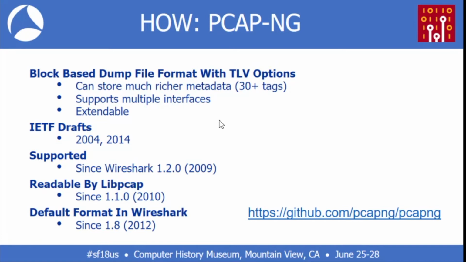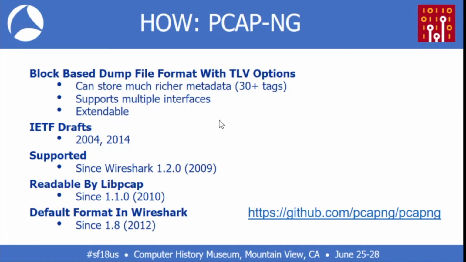You can always convert PCAP-NG to PCAP. You can down convert it. Converting up you can't do because you don't have that information. And then finally, the nail in the coffin, if you like, it's the default format in Wireshark since 1.8 back in 2012 for saving. So if you're doing your captures using dumpcap or tshark or Wireshark, it will be recorded in PCAP-NG by default. So you may already be using it without having noticed.